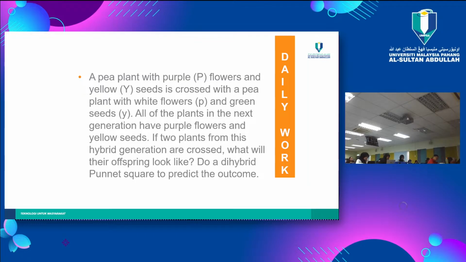Usually if all have the purple flower and yellow seed, that means all are heterozygous. Purple and yellow. Why?